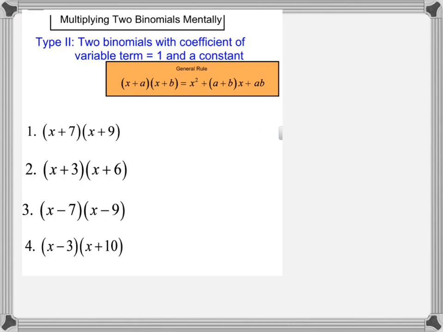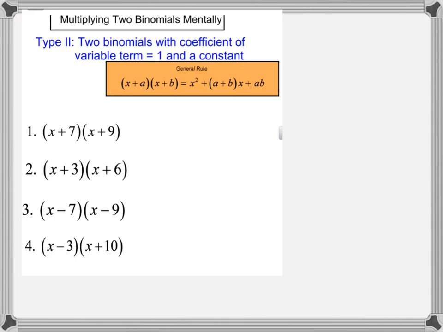Now the second type of binomial that we can find the mental multiplication of is two binomials where the coefficient of the variable term is 1, and then there's a constant. So we have this term here, that's the variable term. The coefficient there is not written, so it's implied that it's 1, and a constant is being added or subtracted from that variable term with coefficient of 1.